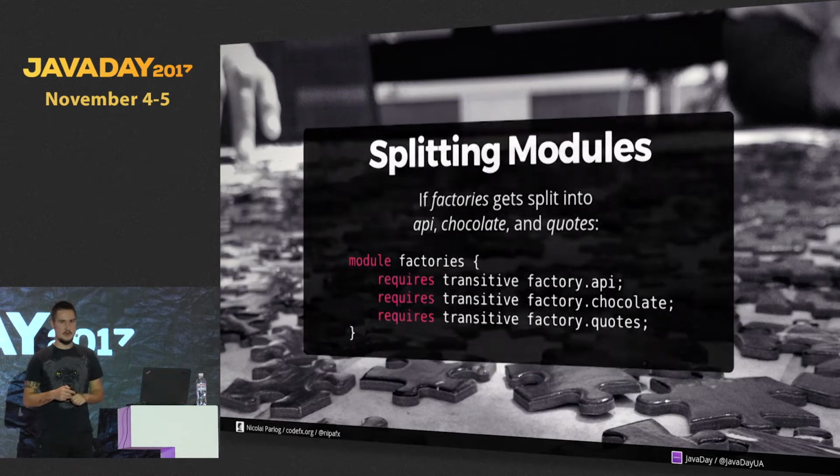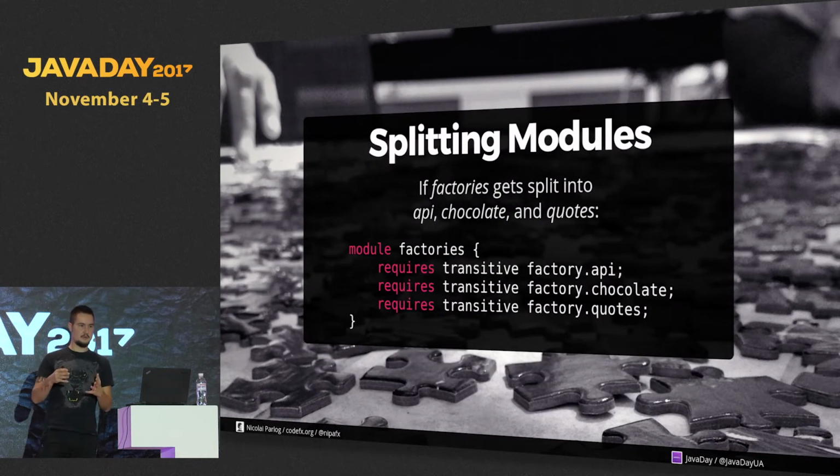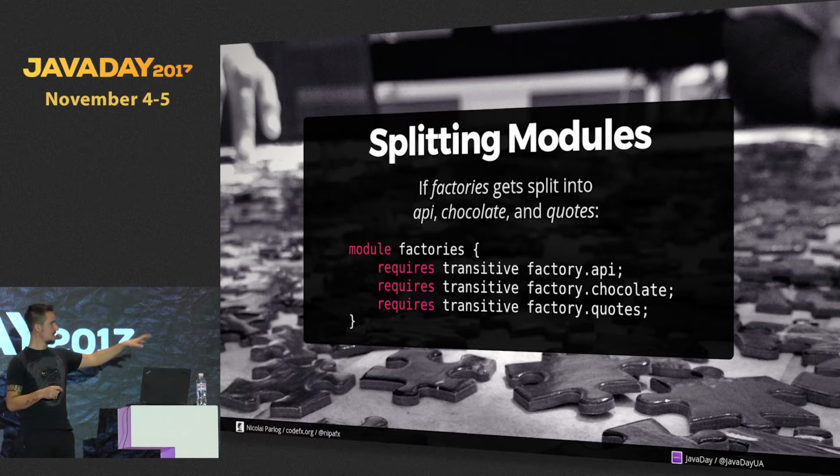It also works the other way around, though. So you cannot only put stuff together, you can help taking stuff apart. So let's say after a long time, you realize that factories, the module factories, got way too big. You want to make it smaller. You want to make one API module, and then one chocolate factory and one quote factory. You can just do that, right?